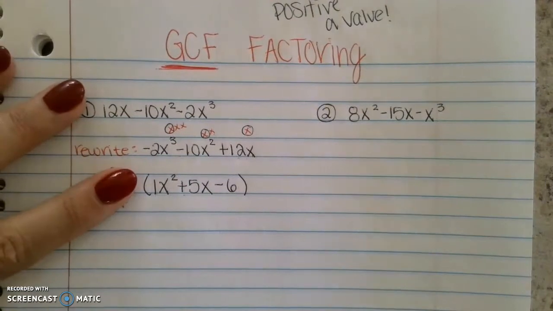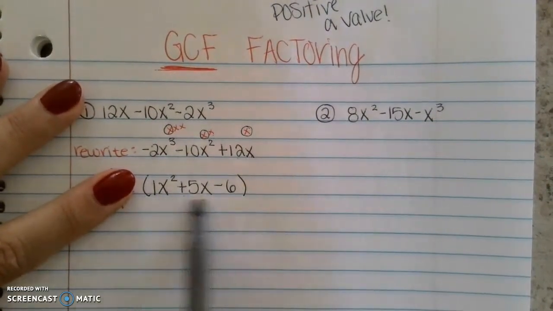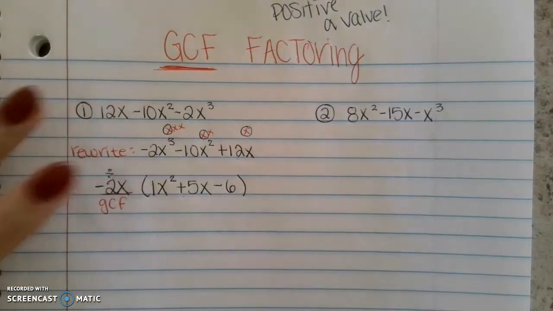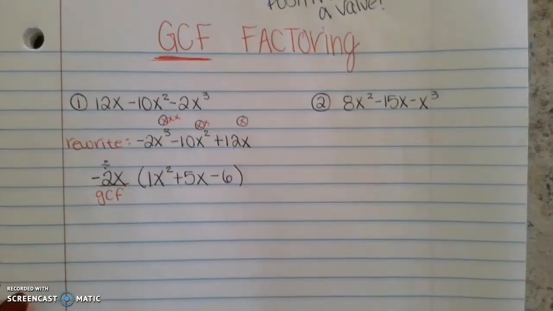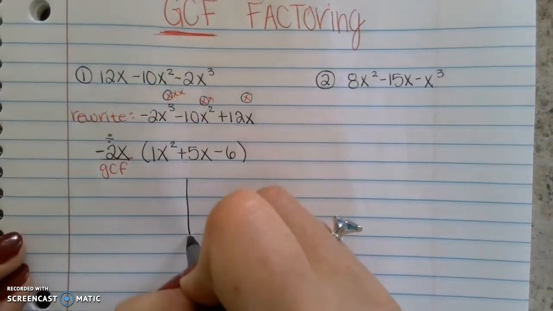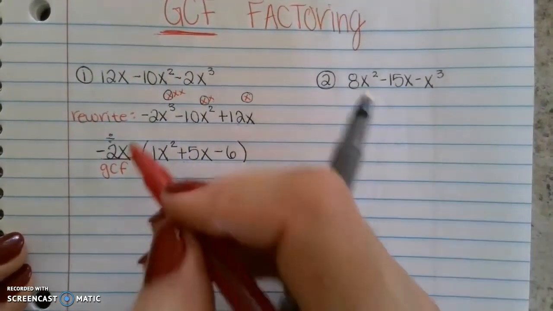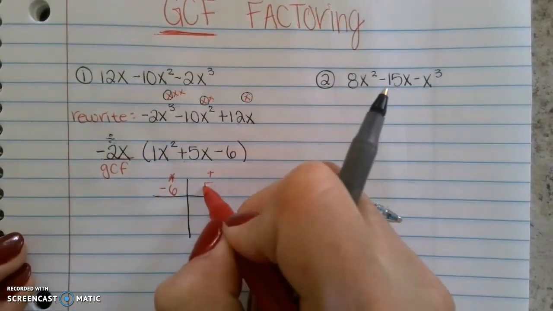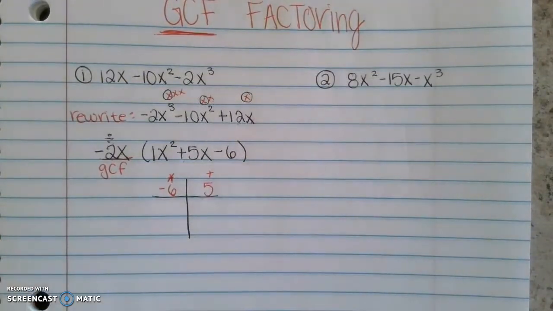And now if we cover our GCF up, this is just like what we did in our previous video. We have a quadratic here that we can go ahead, jump into our T-chart and factor. So we're just going to ignore this GCF here for a second. And we're going to do our T-chart. So it multiplies to get me negative 6 and adds to get me positive 5.